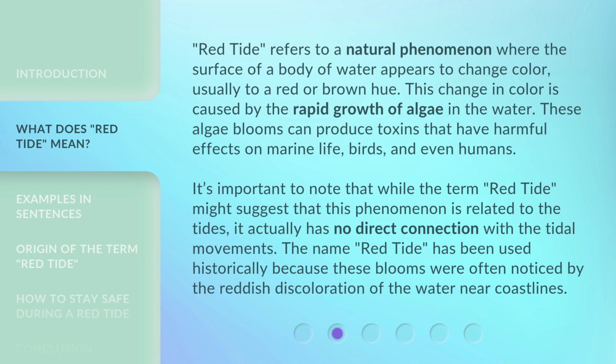It's important to note that while the term red tide might suggest that this phenomenon is related to the tides, it actually has no direct connection with the tidal movements. The name red tide has been used historically because these blooms were often noticed by the reddish discoloration of the water near coastlines.